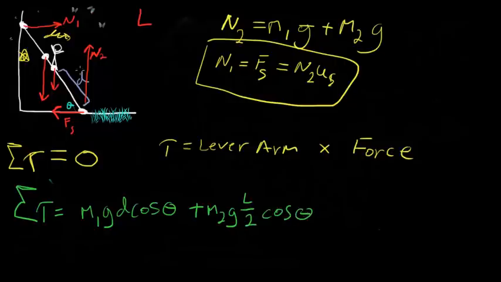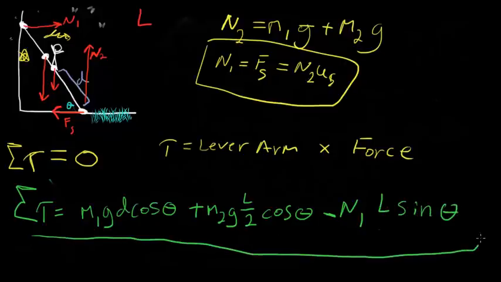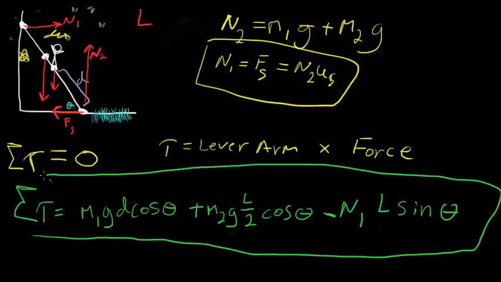And now this is all... And remember, the torque going in this direction has to equal the torque going in that direction. So I'm going to put a minus here, and it's going to be N1 L sine theta. This is a key formula. So if you're writing stuff down, write this down because this is a big deal.